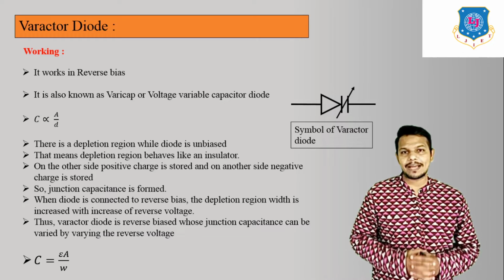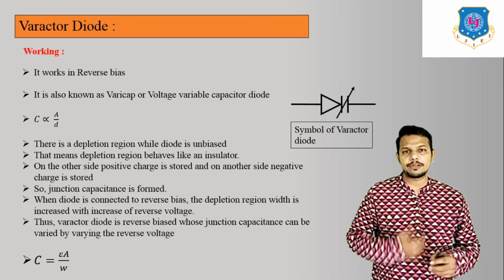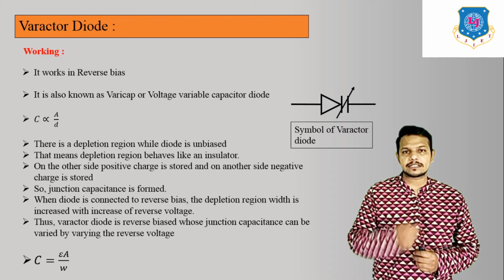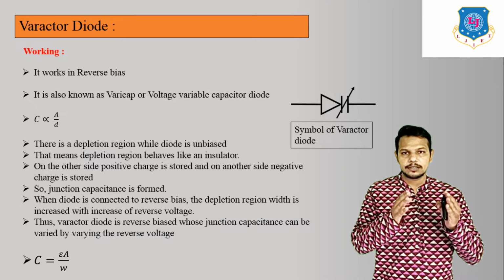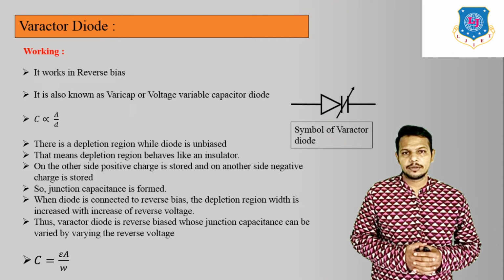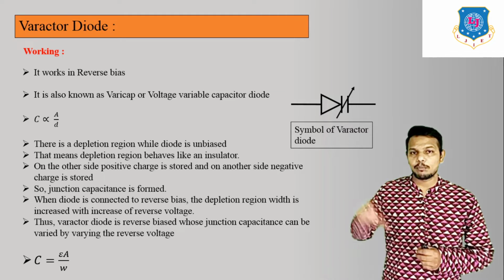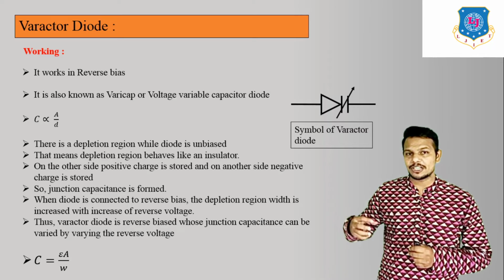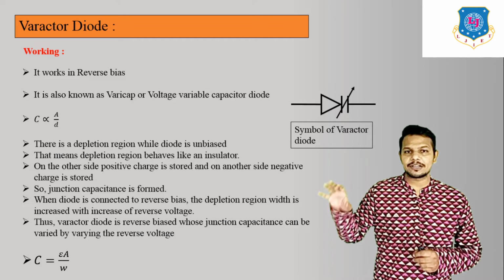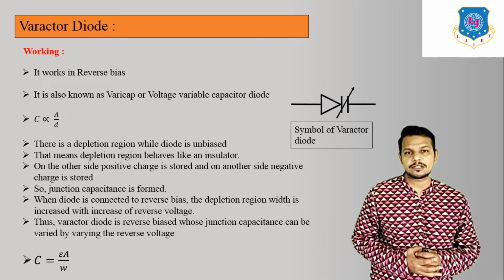First, in the unbiased condition, there is a depletion region. Then if we bias it in reverse bias and increase this reverse bias, its depletion region width also increases. So its depletion region behaves like an insulator. Both sides are known as positive charge and negative charge. Here we can see a junction capacitor is formed. So the depletion region is equivalent to the junction capacitance.